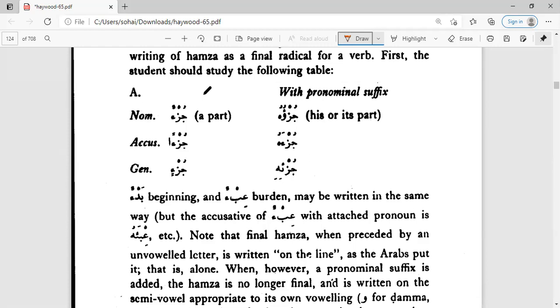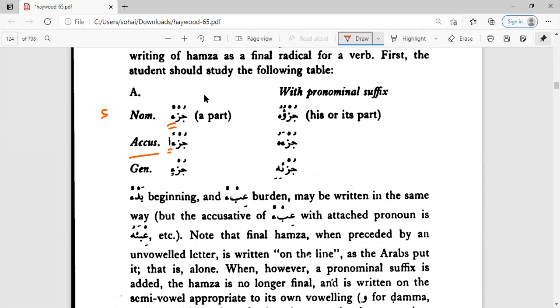So I'll quickly go through some of it, and the rest of it you guys can read yourself, basically. When it comes at the end, the last letter, you just write Hamza like this. Juz'un, juz'an, juz'in. So here there's obviously alif after it, but this is alif of convention, because when the word is accusative and indefinite, when it has tanween, you just write alif at the end.